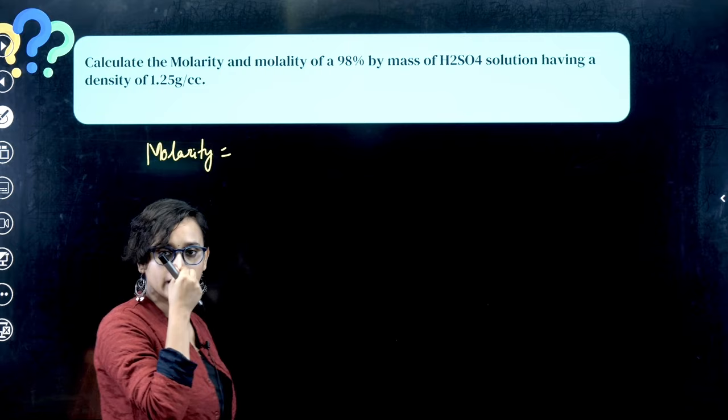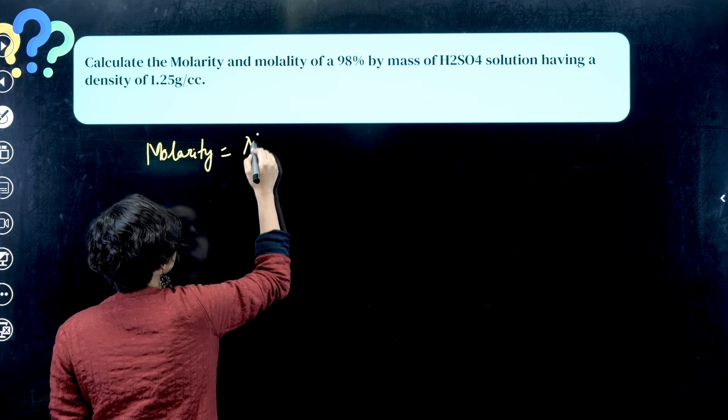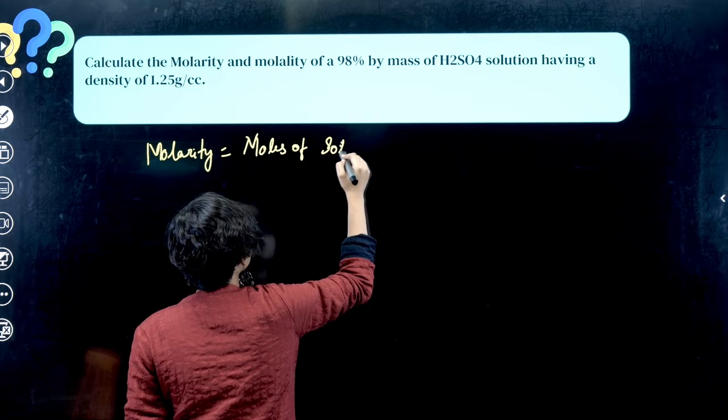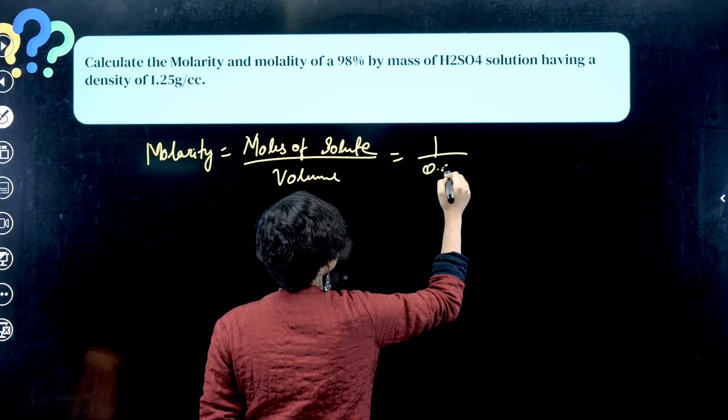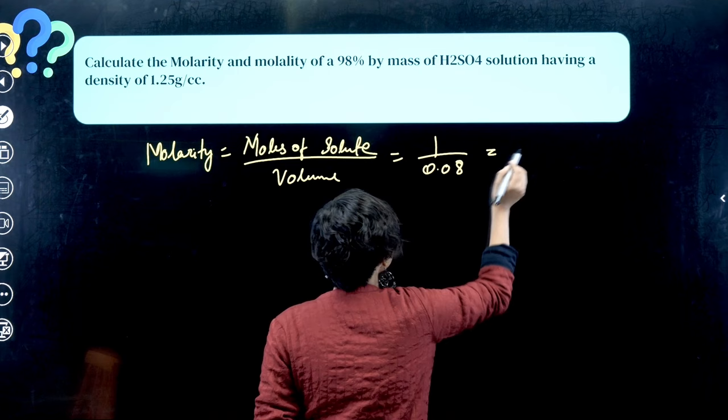What will it be? Moles of solute divided by volume, right? So, moles of solute divided by volume. Yes. So that means 1 divided by 0.08, right? Yes, calculate this and find out how much is the answer.